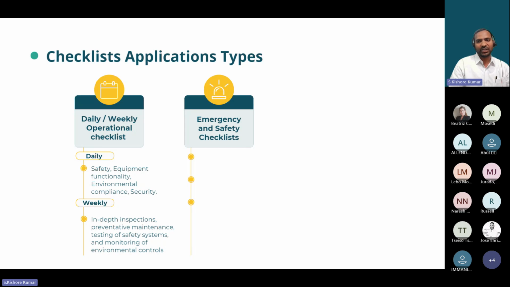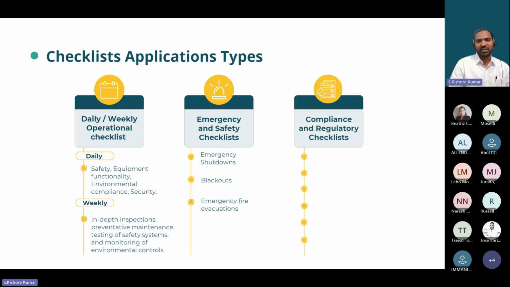Emergency and safety checklists. Emergency and safety checklists are critical tools that help organizations prepare for and respond to emergencies while ensuring workplace safety. These checklists minimize risks, improve response times, and ensure compliance with safety regulations. For example, emergency shutdowns, blackouts, emergency fire situations.